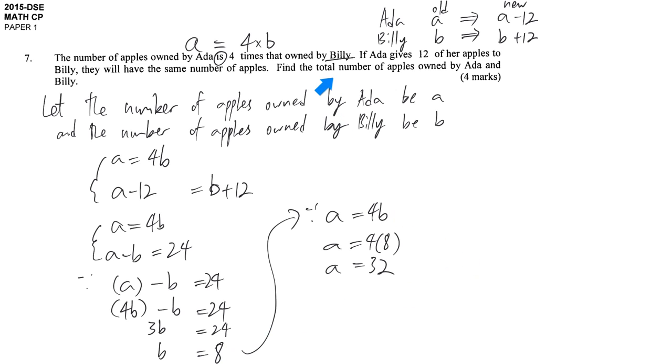But what it's asking is about the total number, so don't forget to answer the question. It is equal to 8 plus 32, so we get 40.